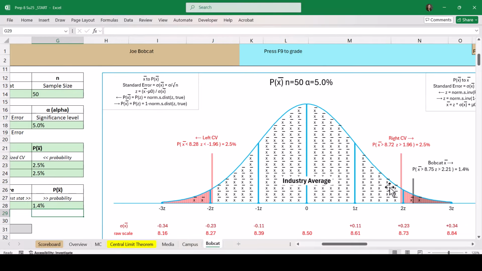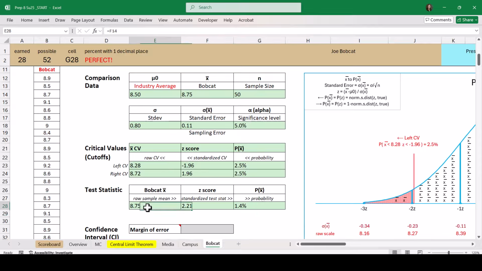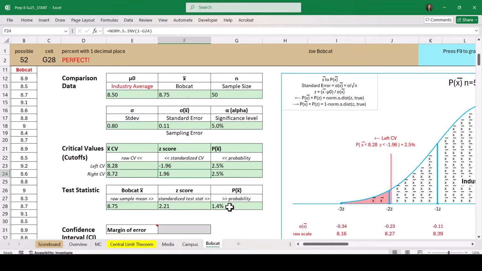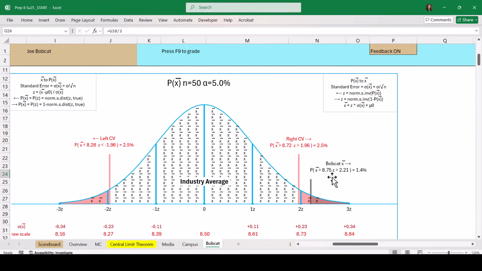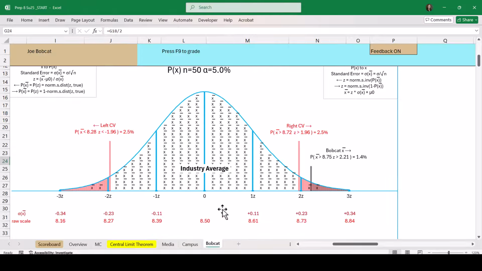Okay, you can see that we are going to reject the null hypothesis. So our sample mean is greater than that upper cutoff. The test statistic is greater than the upper critical value. And the percentage is smaller than that alpha. So you can see all three comparisons, and they're all going to be always in agreement. All of them are saying to reject the null hypothesis. So we're rejecting that the mean is 8.5. And we believe that Bobcat's mean is greater than 8.5, right? It's very unlikely that we would observe a sample mean in this tail. So that suggests that Bobcat is not part of the industry average. They're higher than the industry average.